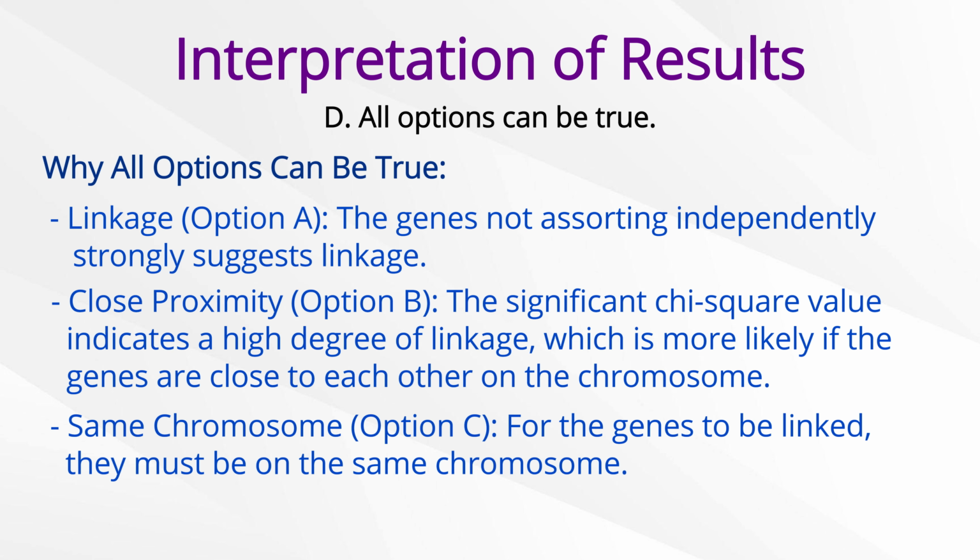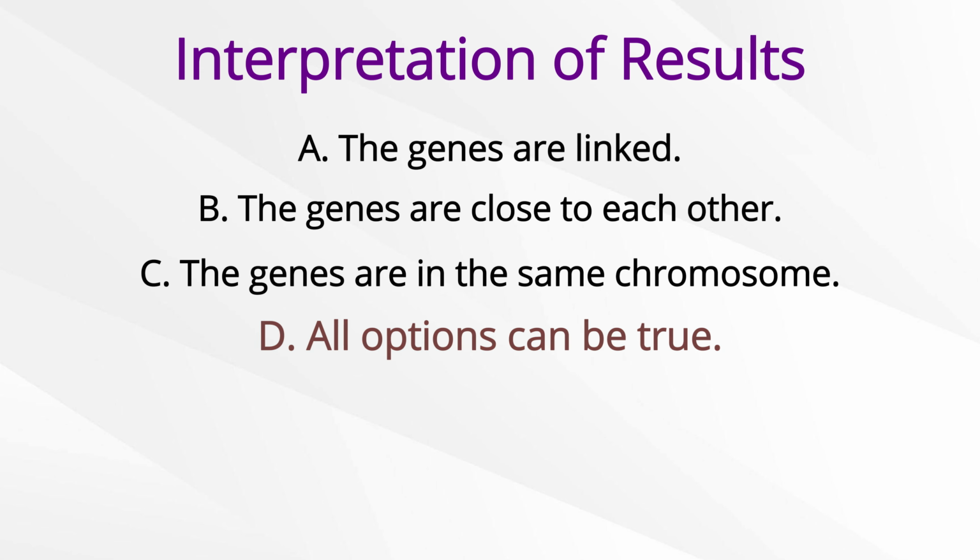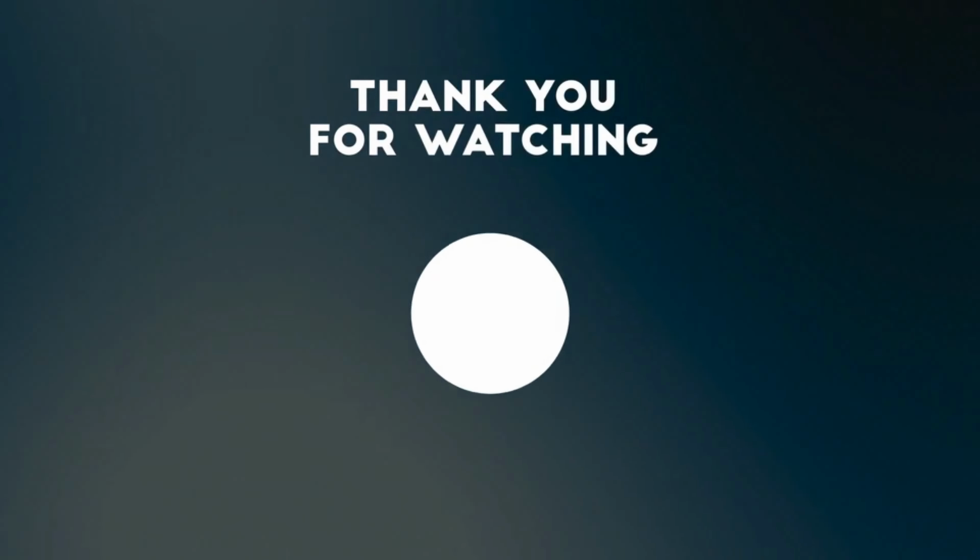Since all these explanations are interrelated and supported by the chi-square test results, any of the following statements can be true. The genes are linked. The genes are close to each other. The genes are on the same chromosome. Therefore, option D, all options can be true, is the correct choice because the chi-square test results are consistent with all three explanations.